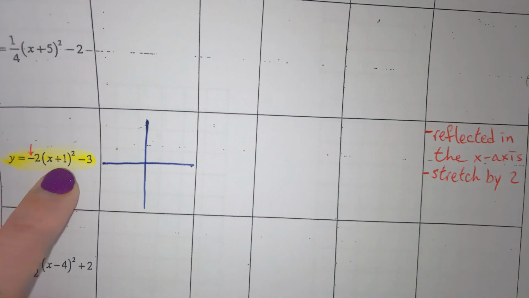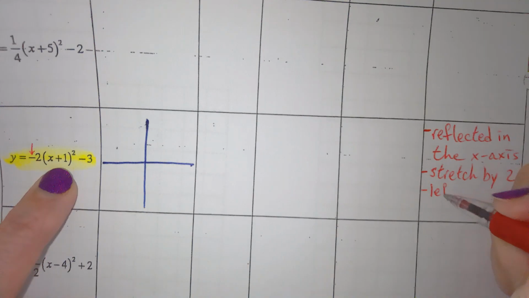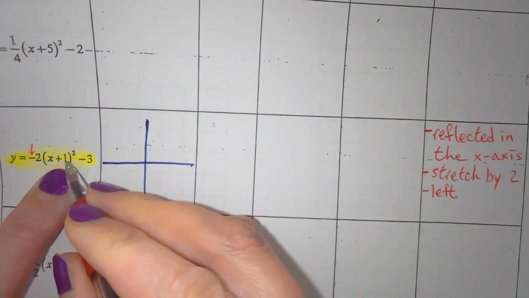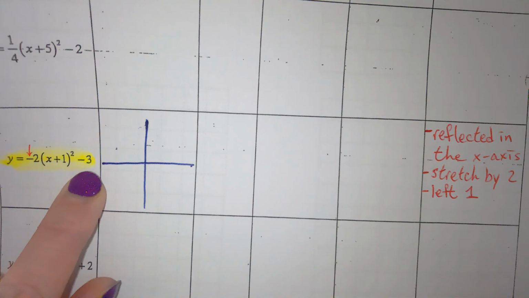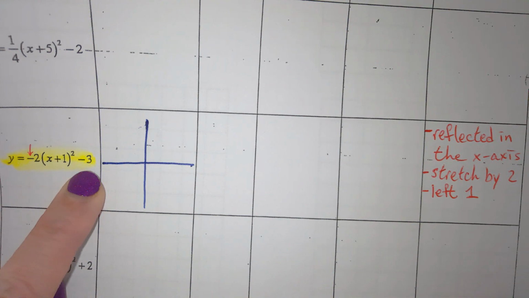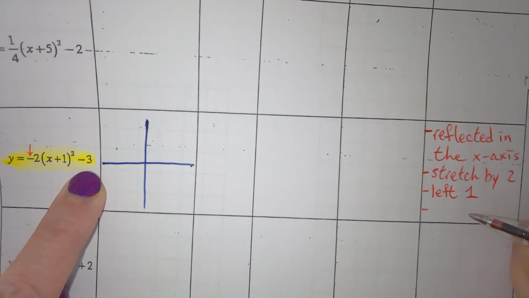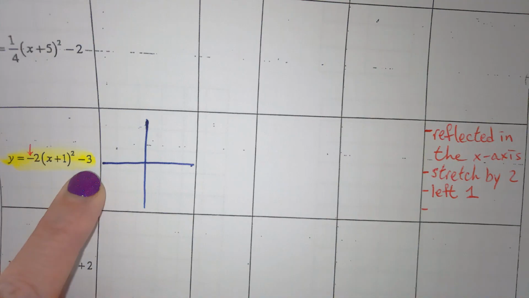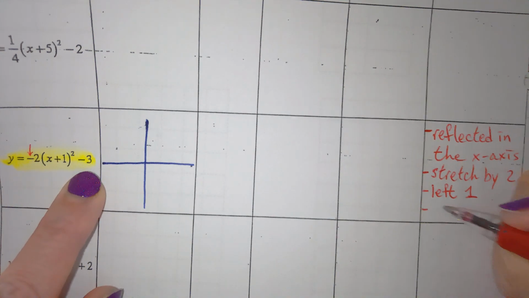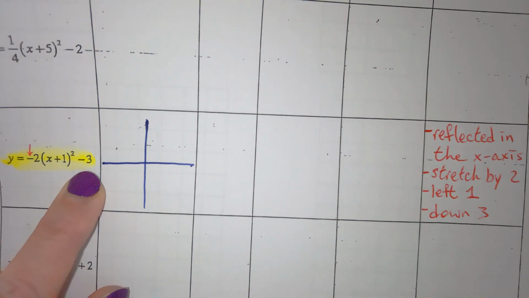William, the +1. Left 1. Remember, left, right is only in the bracket. And then the -3 at the end. Gavin, you've been quiet today. Are you sure? We already said left 1. So how do you do left 1 and then right 3? Down 3. Okay.